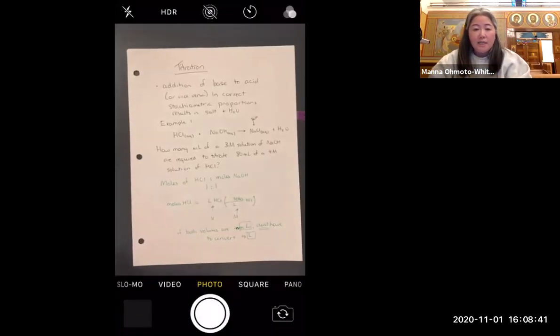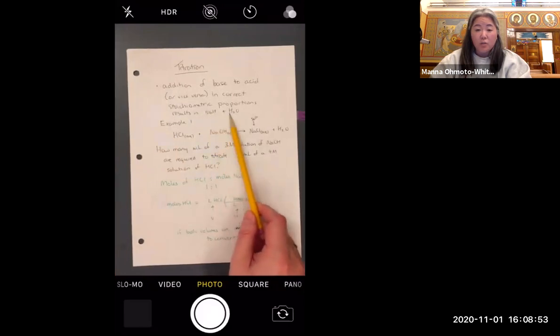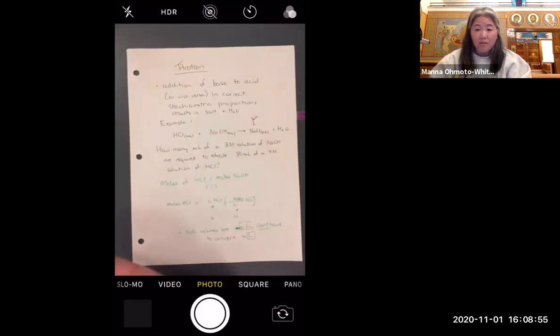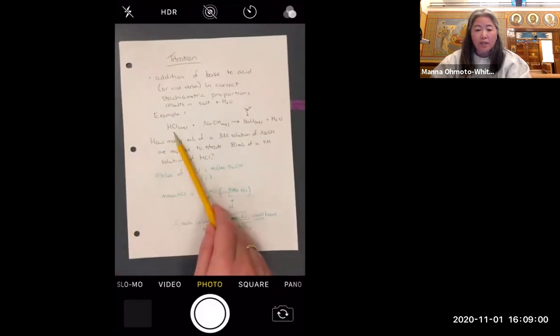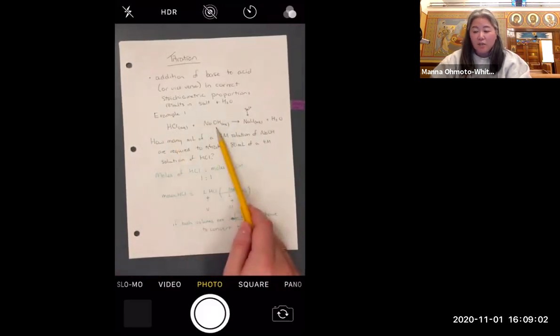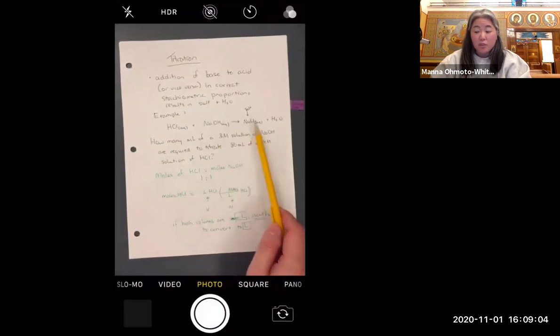Titration. Titration is the addition of a base to an acid or an acid to a base in the correct stoichiometric proportions, and every titration of an acid and a base will result in a salt and water. We're looking at Arrhenius acids and bases. So here's an example where I have hydrochloric acid plus sodium hydroxide, creating sodium chloride, which is the salt, and water. This is a familiar acid-base titration.